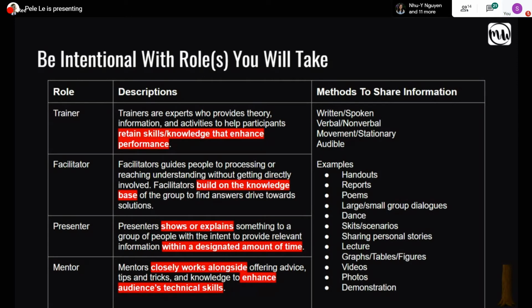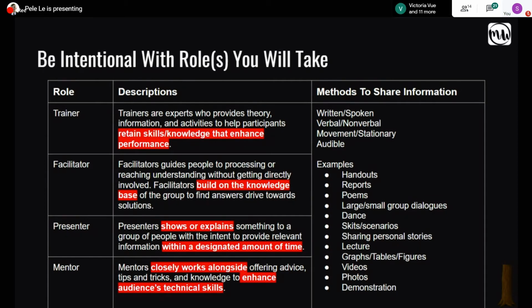When it comes to a trainer, these individuals are typically those who provide more heavy knowledge that helps retain knowledge and enhance performance. And so these specific types of workshops are more for experts or intermediate audiences that already have a good grasp of the topic. And now they have someone who is a high level expert who can really enhance their performance, whether that's again photography or dancing.